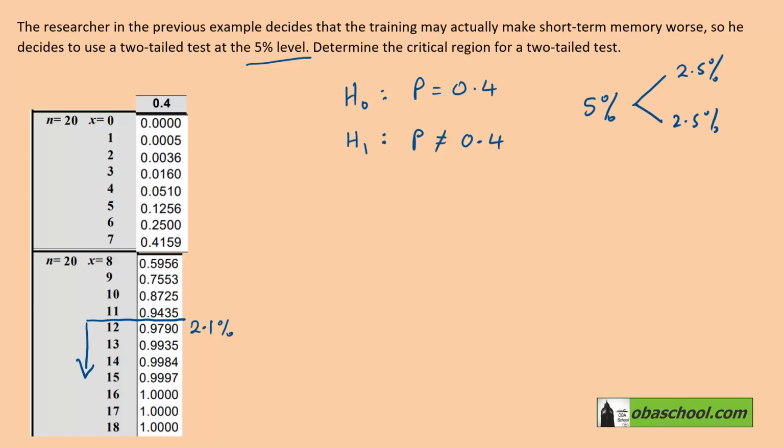Now at the other end, so this is 0.36%, this is 1.6%, and this one is 5.1%. So that's too much. Remember, we can go up to 2.5%, so it's going to be here. So our critical region is 3 or less, or 12 or more.